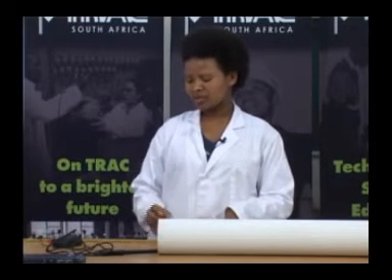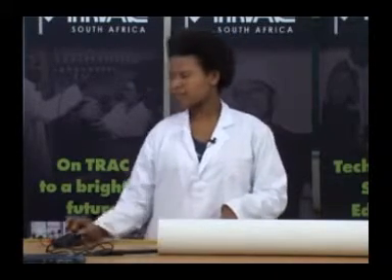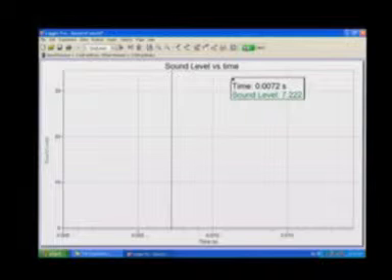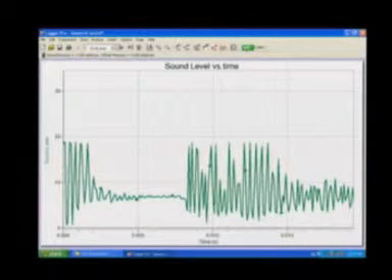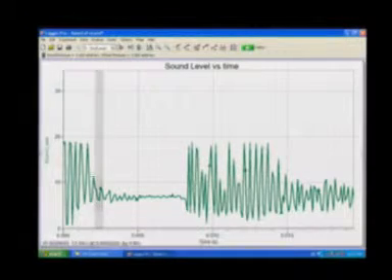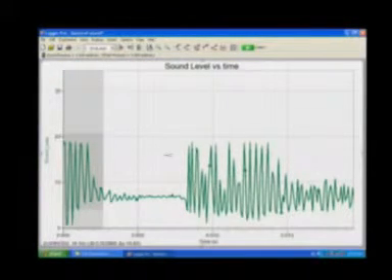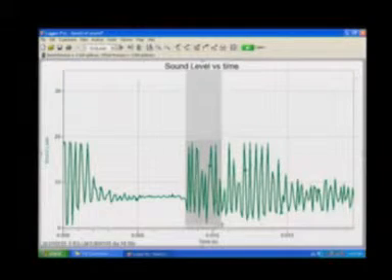Now on the computer, I will get a graph which will show me when there was the incident sound and when there was the reflected sound. Let's actually get that started so that you can see what I'm talking about. So I'll get reading. There's the kind of graph that you get. That is your incident sound, and then that is your reflected sound.